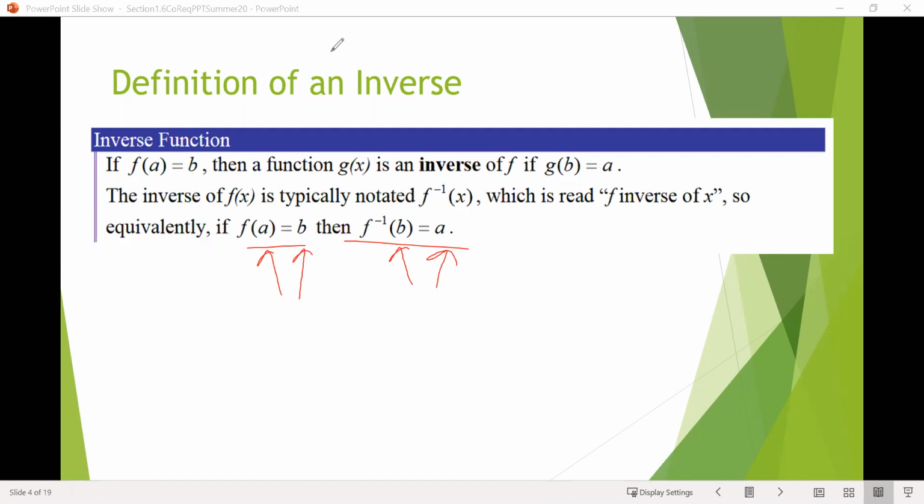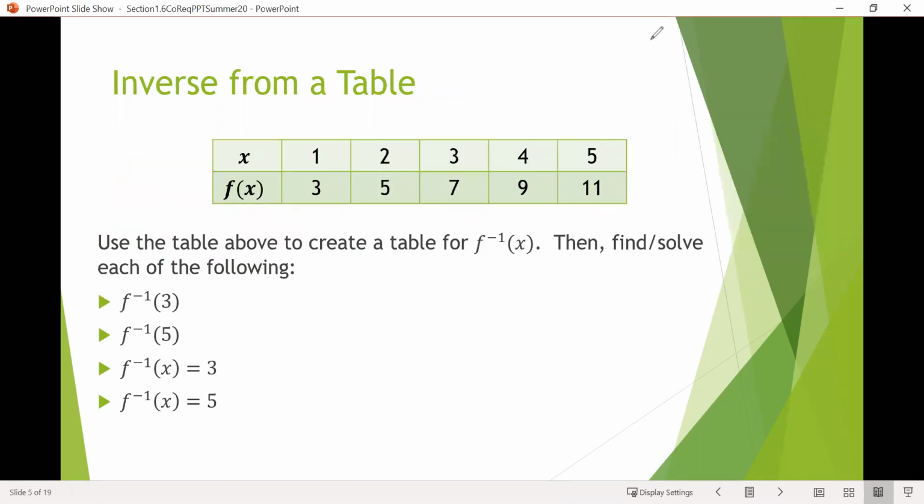All right, so let's look at using this to find the inverse of a function from a table. Here we have a function f, and notice there in the top row they've got the inputs for that function, and on the bottom they have the outputs. And we're asked to first of all create a table for the function f inverse. All right, well, let's go ahead and do that.